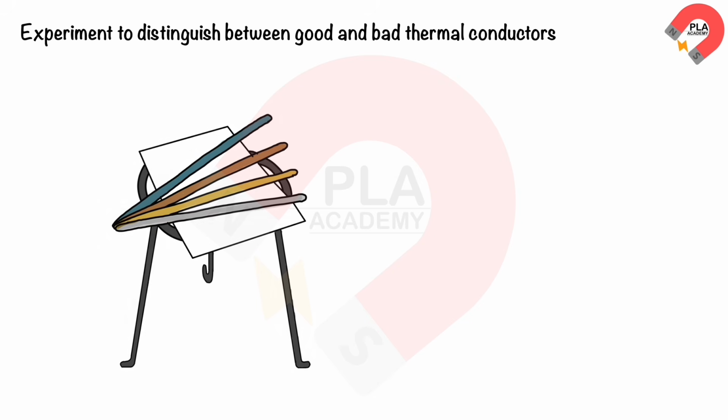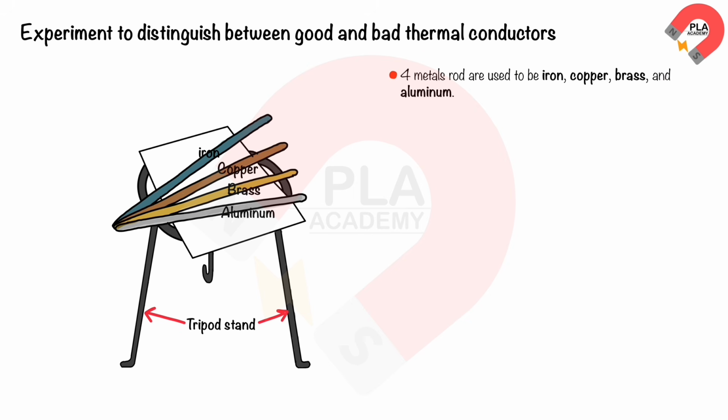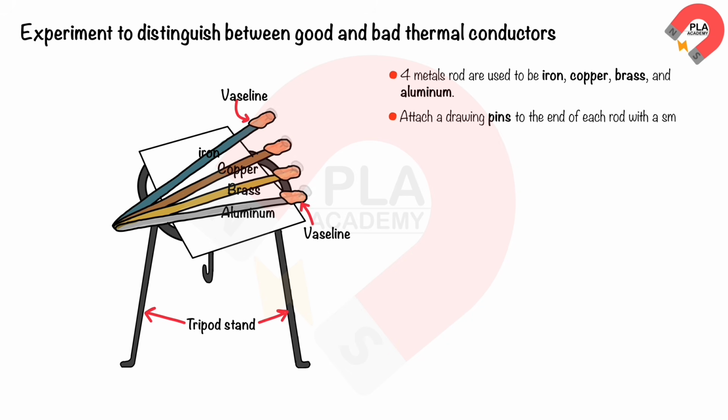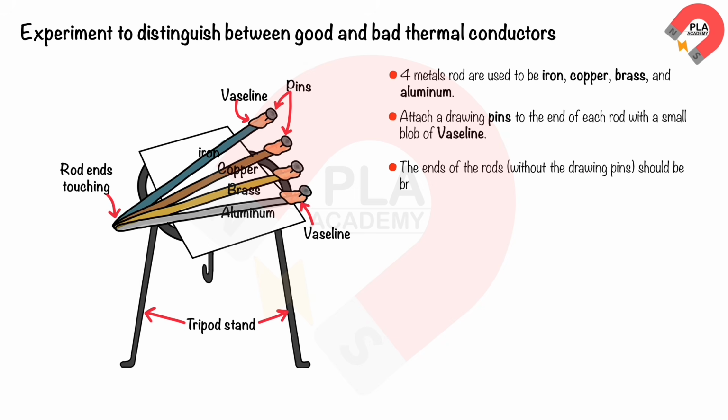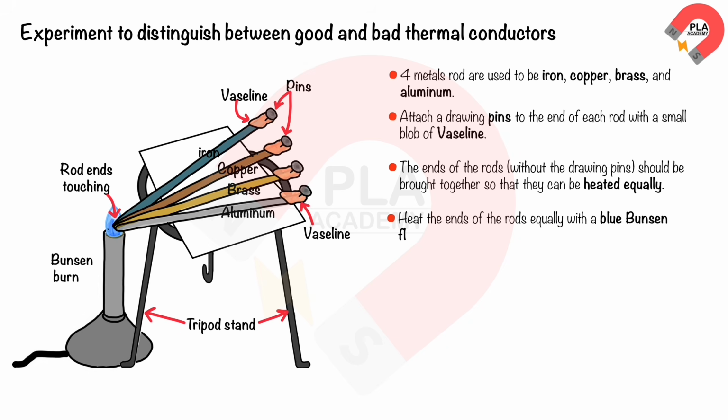Set up the apparatus as shown in the diagram. The metal rods used are iron, copper, brass, and aluminum. Attach a drawing pin to the end of each rod with a small blob of Vaseline. The ends of the rods, without the drawing pins, should be brought together so that they can be heated equally. Heat the ends of the rods equally with a blue Bunsen flame. Record the time taken for each rod to lose its drawing pin.